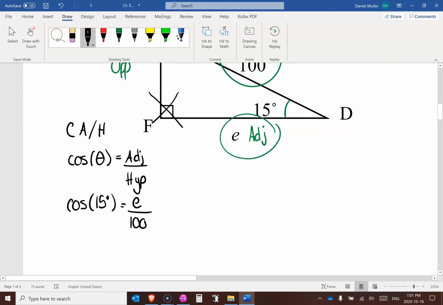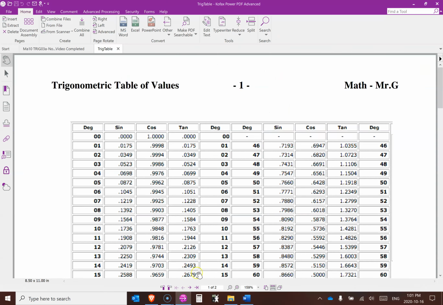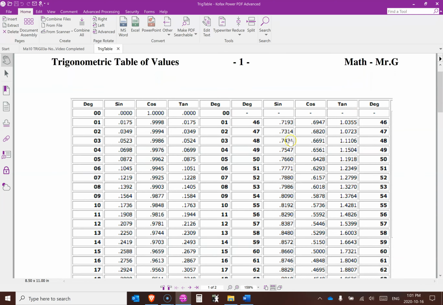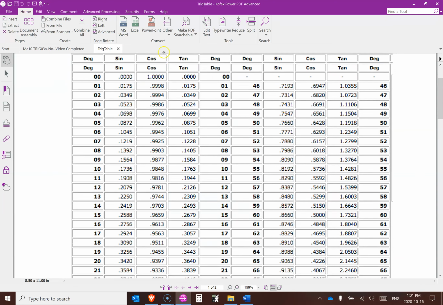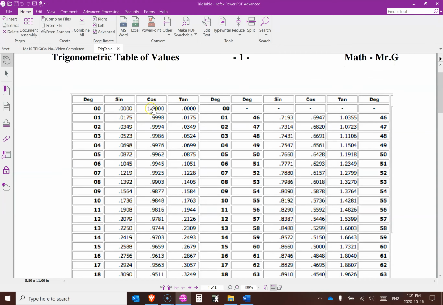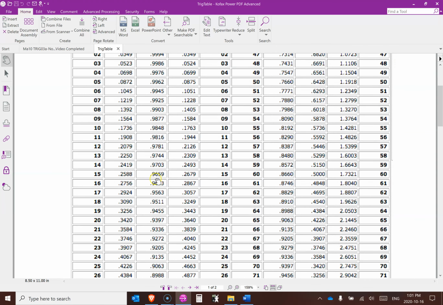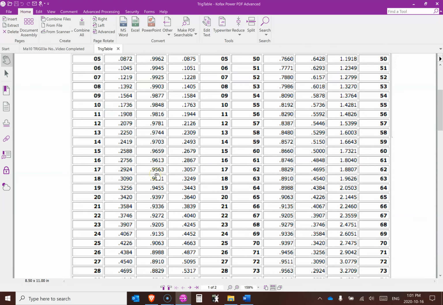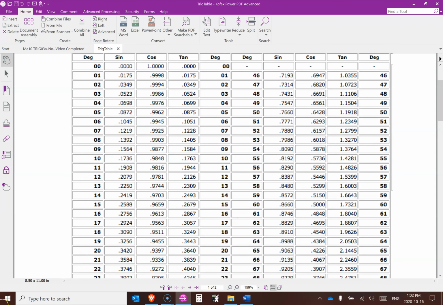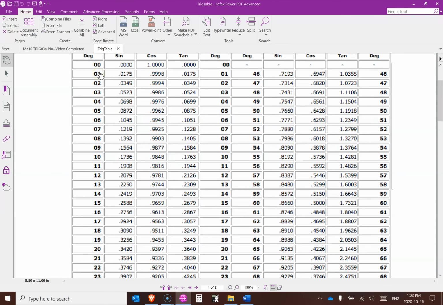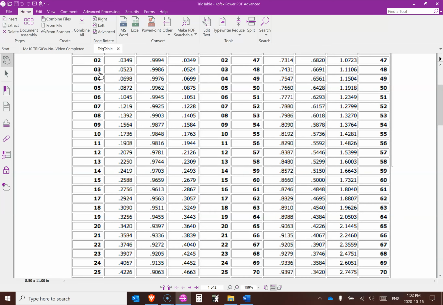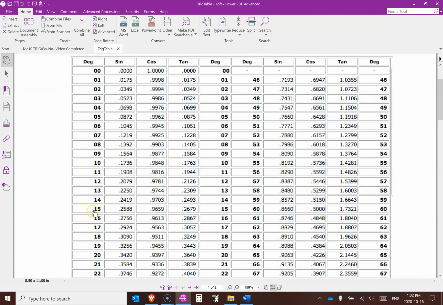Okay, so now we need to do cos of 15, and we've got 2 options. First, we can look at the table. So I can scroll down here. Cosine is right here, and 15 looks like it's right. Okay, now something's going on. Hold on. Okay, sorry about that. So 15 is right. I can see 15 right here. And cosine, I think, was the second column. Yeah. So 15 cosine is right here.